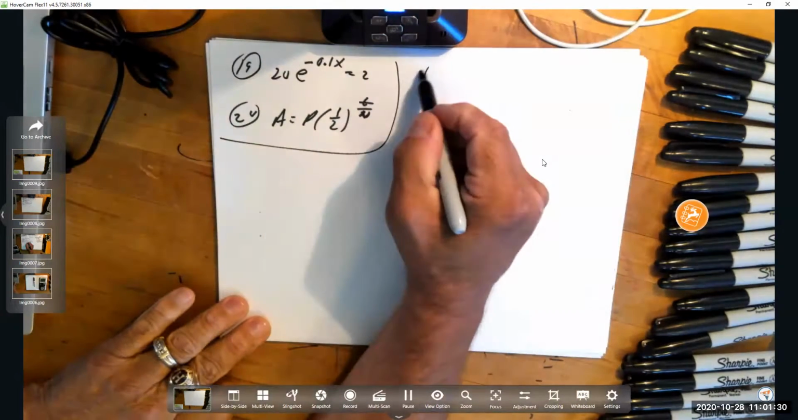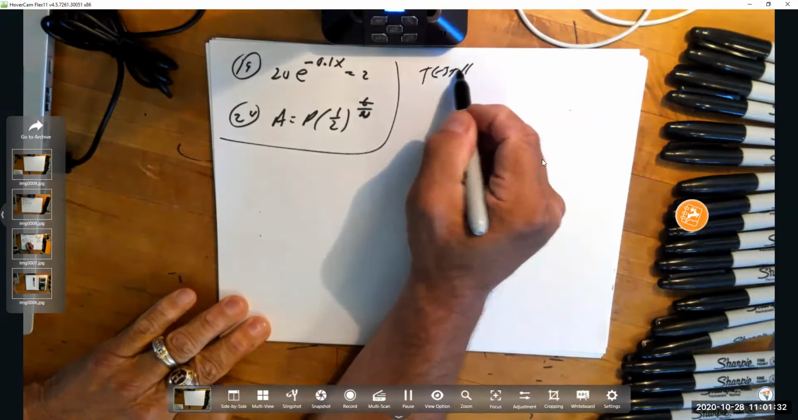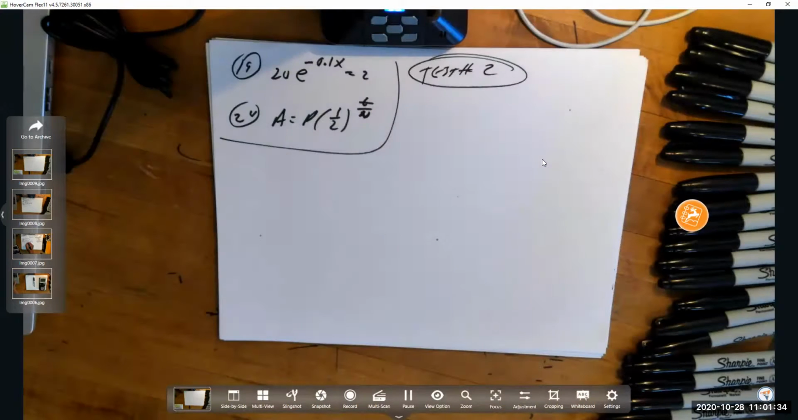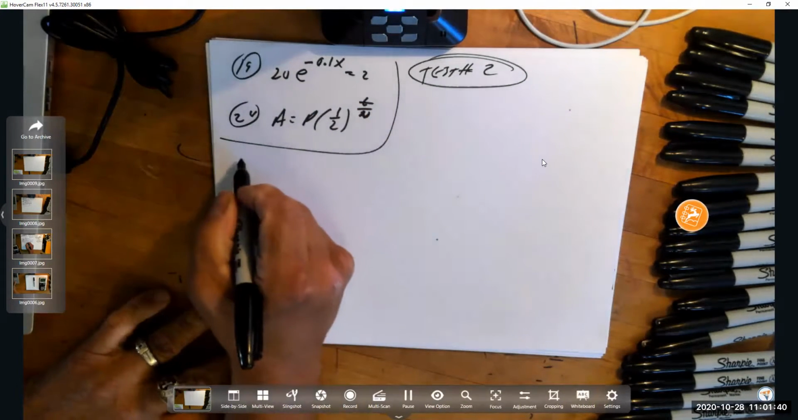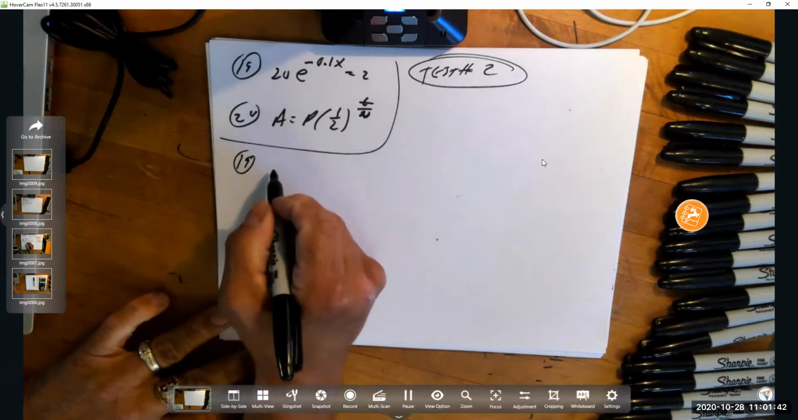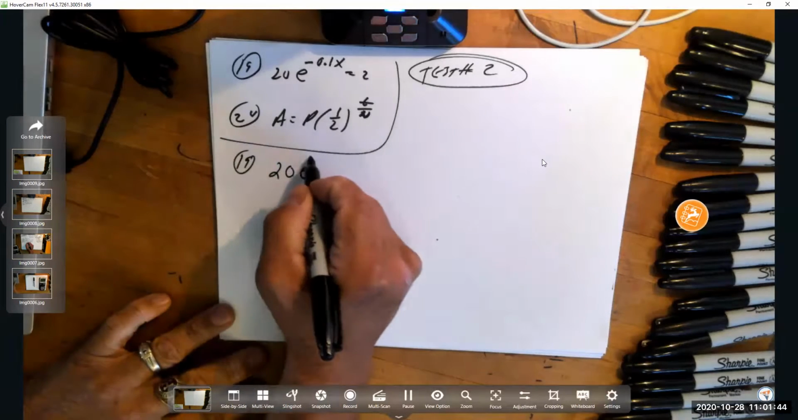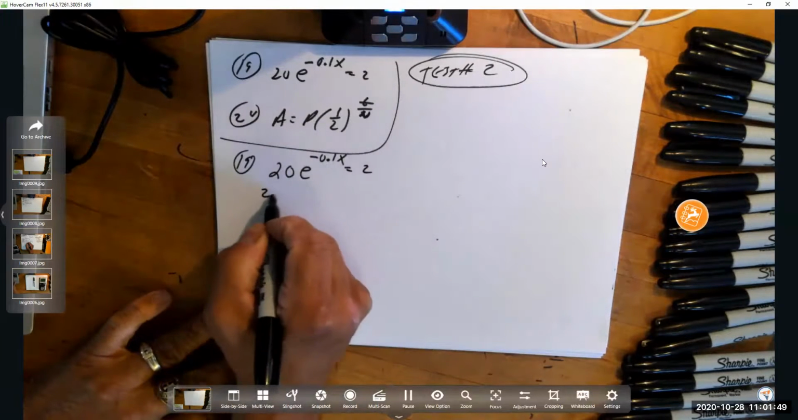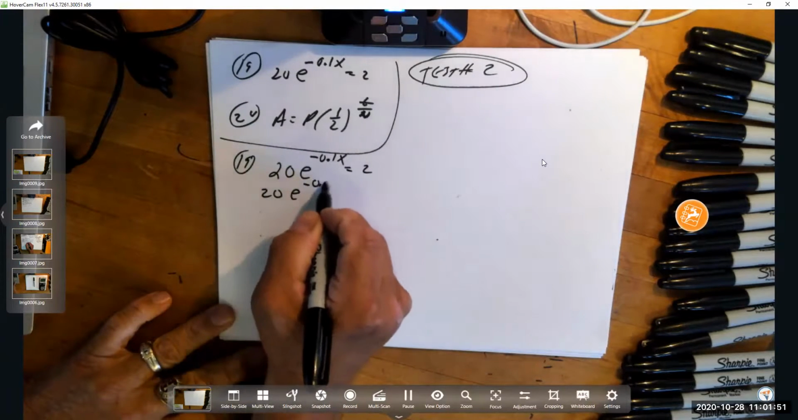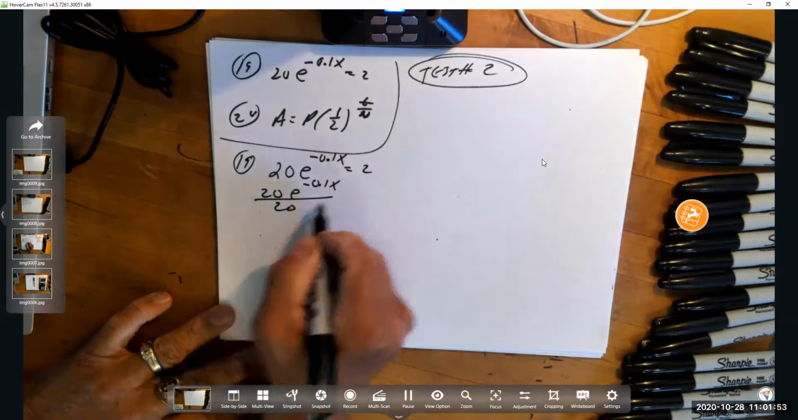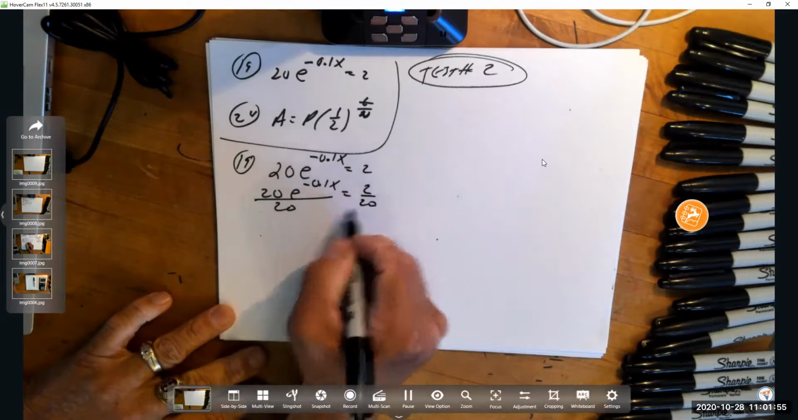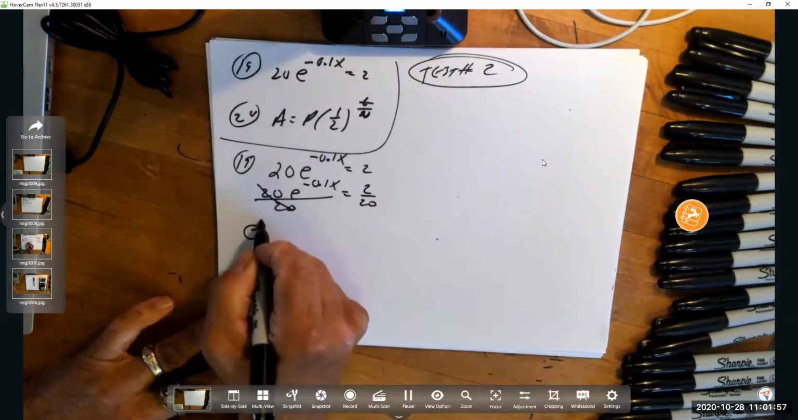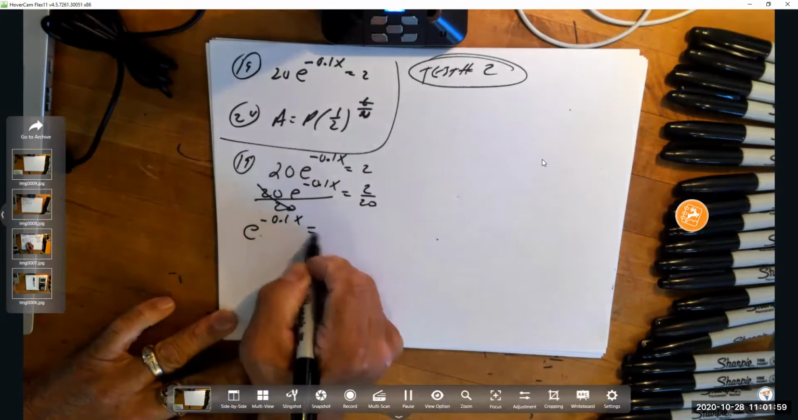I'm gonna do these two problems right here, from test number 2. Number 19, we already did it, but I'm gonna do it again because people are lost on it. It says 20e to the negative 0.1x is 2. So step number 1, divide by 20, divide by 20. These are gone. So e to the negative 0.1x is, calculator.